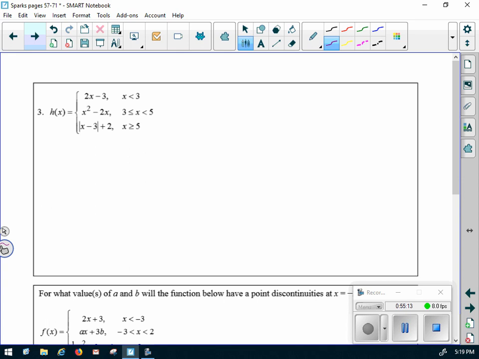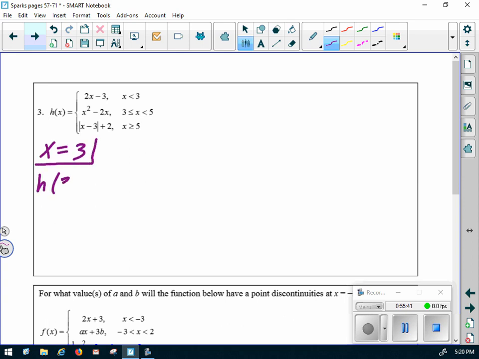All right, we got one more page. I know this is, dang, this is long. Let's look at this one. This function could be discontinuous at two different places. This function could be discontinuous at x equals 3 and at x equals 5. So we're going to have to check them both out. Let's start with x equals 3.